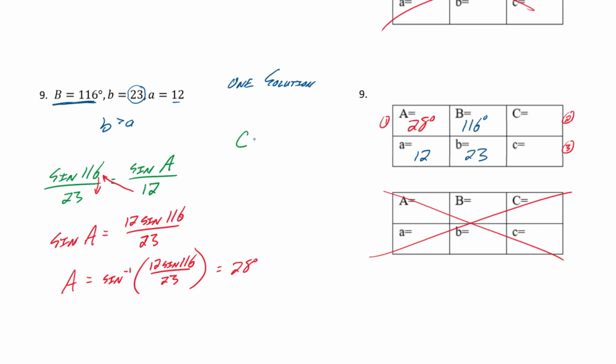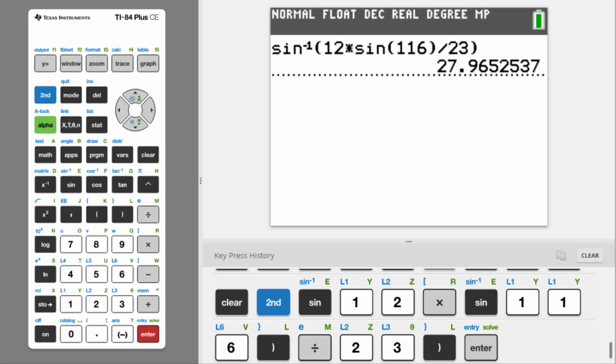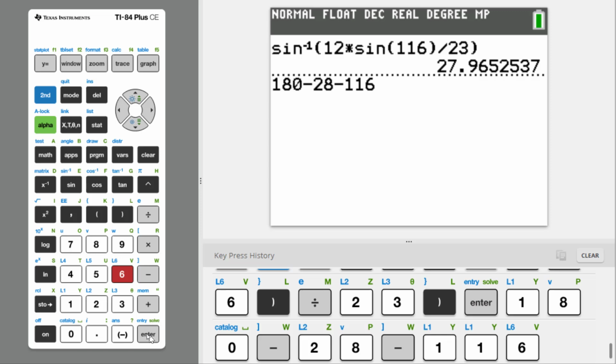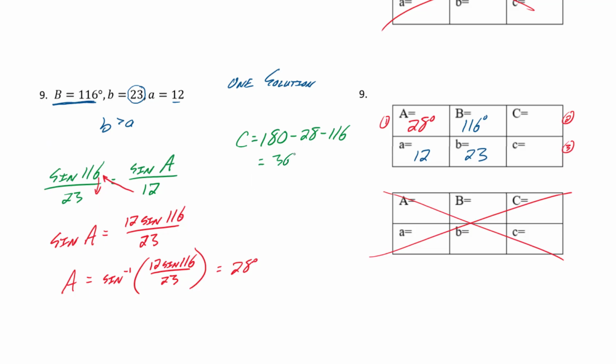The third angle. Recall, triangles have to add up to 180, so I'll just take the 2 angles I currently know, 28 and 116, subtract them from 180, and if we again bring that calculator back up and type those in, I'm going to get 180 minus the 28 minus the 116, and when I press enter it gives me a 36 degree angle, so 36 degrees, and commit to that on my answer key.